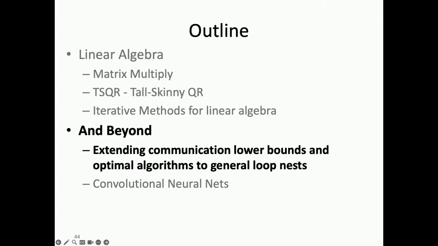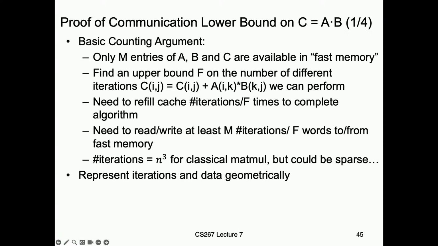Okay, finally we go beyond linear algebra. We'll see how long it takes. What I'd like to do is show how this extends to optimal algorithms for arbitrary code that looks like nested loops accessing arrays. But before I do that, I want to sketch the proof just for matrix multiply that we're going to generalize completely.